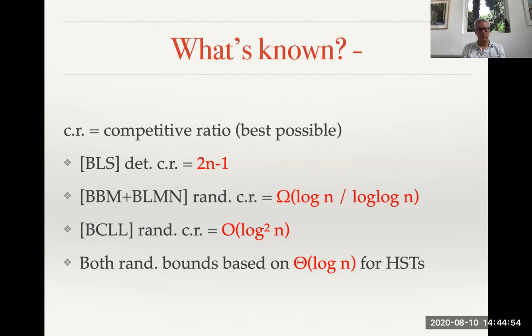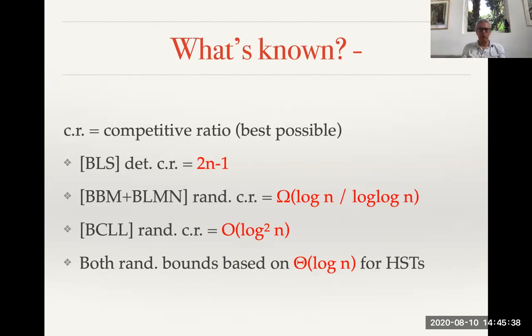Very recently, Bubeck et al. showed that the randomized competitive ratio is at most order log squared n on any n-point metric space. This improves previous results based on other methods. And earlier, there was a lower bound on the randomized competitive ratio established by papers of Bartal et al. of omega log n over log log n. So in the randomized case, there is a bit of a gap here.